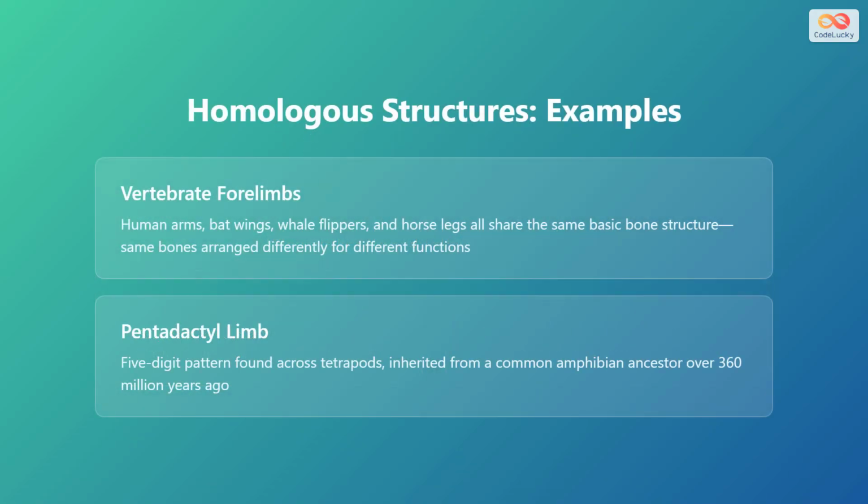The vertebrate forelimb is one of the best examples of homologous structures. If you compare a human arm, a bat wing, a whale flipper, and a horse leg, you'll notice something remarkable. They all contain the same basic bones arranged in the same pattern, just modified for different purposes. This shared bone structure didn't arise independently, it was inherited from a common ancestor. This pattern is called the pentadactyl limb, meaning 5 digits. This 5-fingered pattern appears across all tetrapods, or 4-limbed vertebrates, because they all descended from a common amphibian ancestor that lived over 360 million years ago.